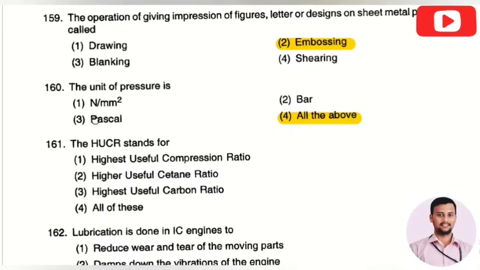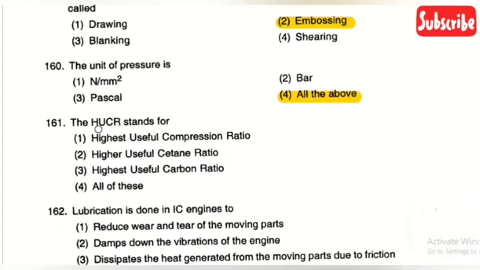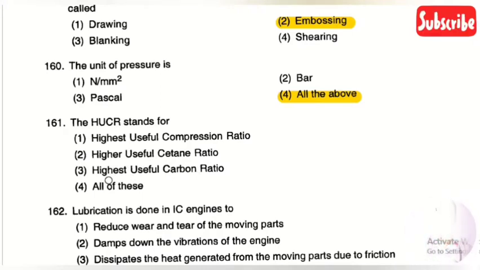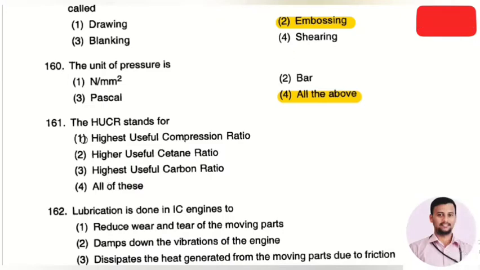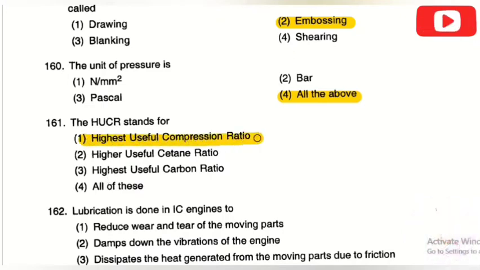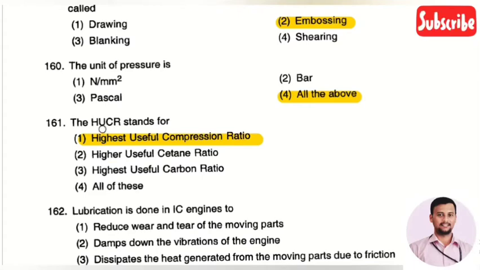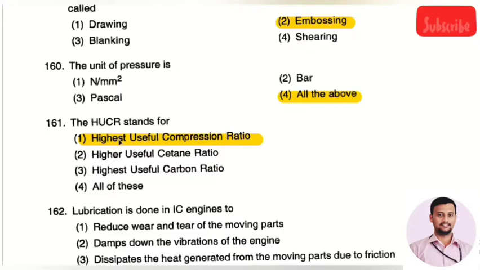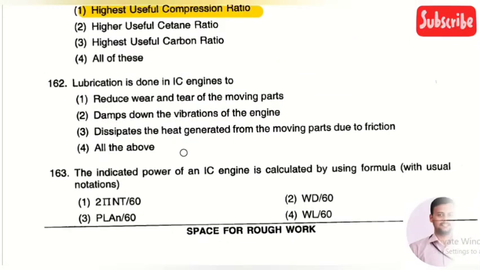The next question is, what does HUCR stand for? First one is highest useful compression ratio, second higher useful cetane ratio, third option highest useful carbon ratio, and fourth one is all the above. And the right answer is option 1, highest useful compression ratio. The H stands for highest, U for useful, C for compression, R for ratio. So it is the highest useful compression ratio.